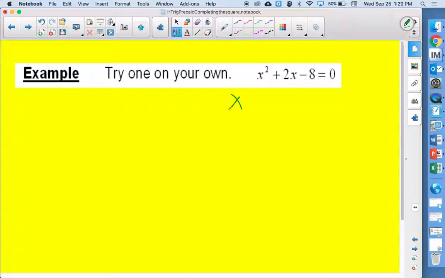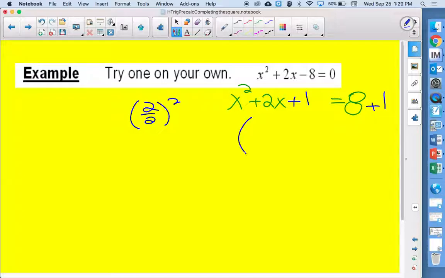So the first step, take that 8 to the other side by adding it since it is negative. And then b divided by 2. So Taylor, 2 divided by 2 squared. So adding 1. And then factor it. And again, go directly to that quantity squared, because it's going to be the same number. So Taylor, how does it factor?